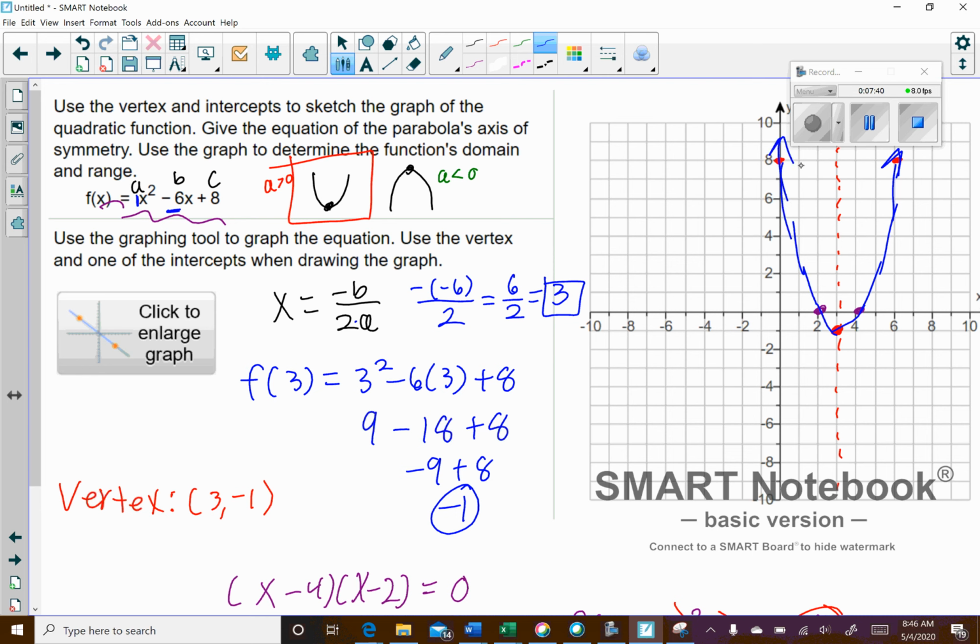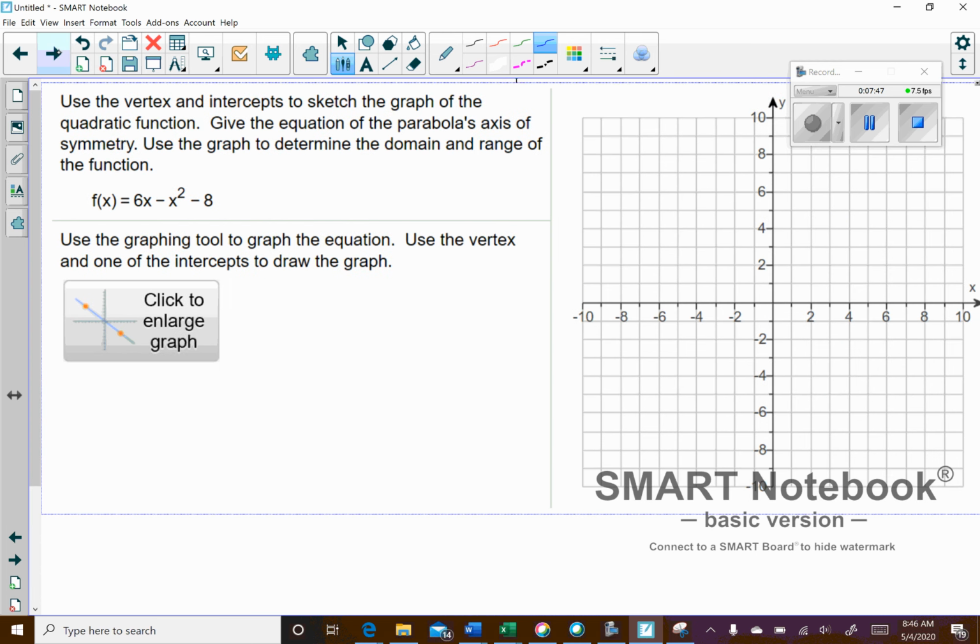All right, there you go. There might be some other questions about the range and stuff. I'm sure you can take care of that. Okay, this problem here is really no different. It is a little tricky, so I'm going to at least get you started on this one.